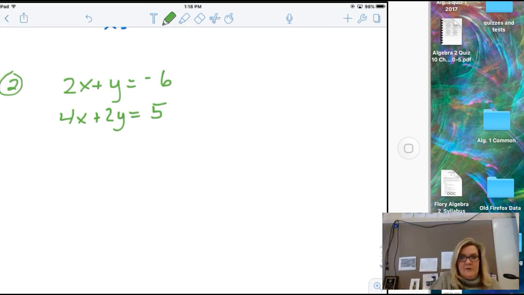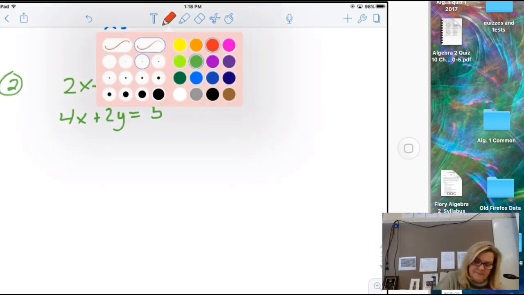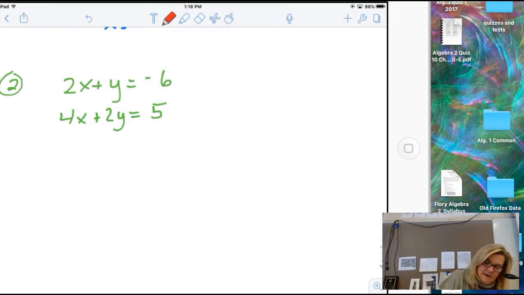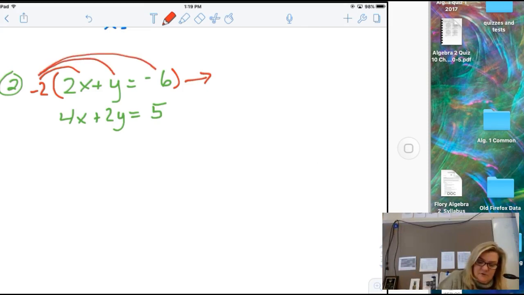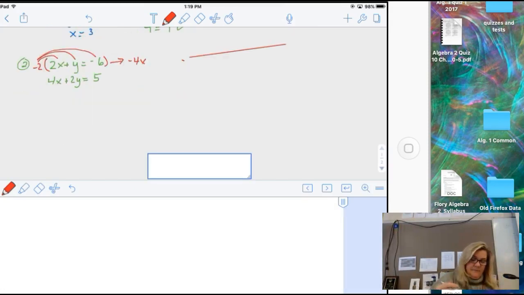What I think I'm going to do is, because the y has nothing in front of it, I'm just going to multiply that whole equation on the top by -2. And I'm multiplying it by the negative number because I want to be able to eliminate my y's. That's the choice that I made. Okay, so now we're going to multiply everything inside the parentheses. So we have -2 times 2x, which is -4x, -2 times y, which is -2y.